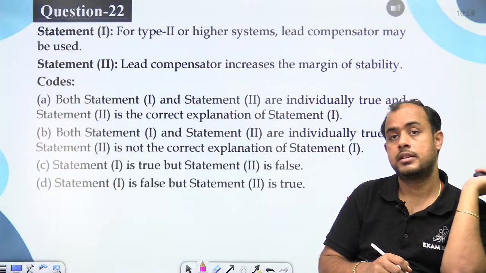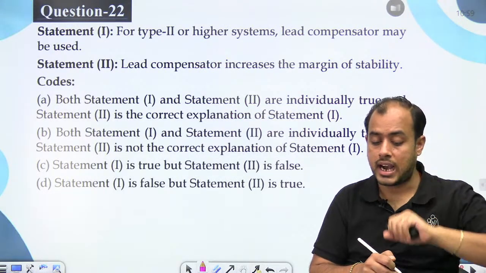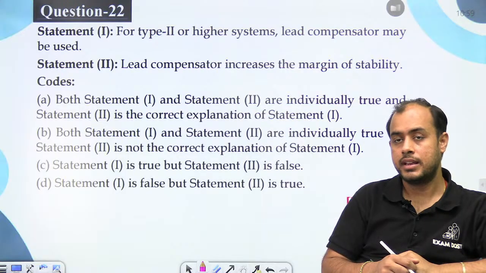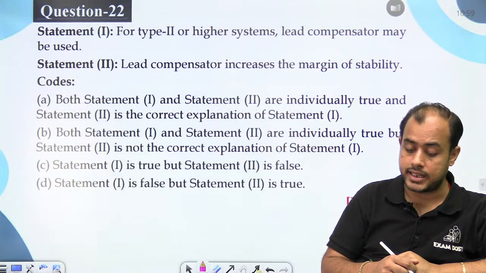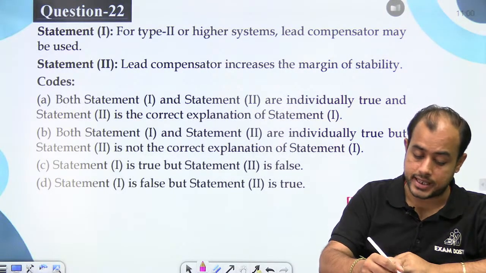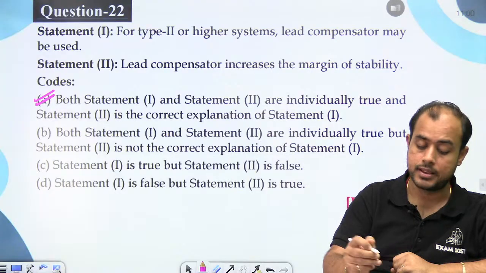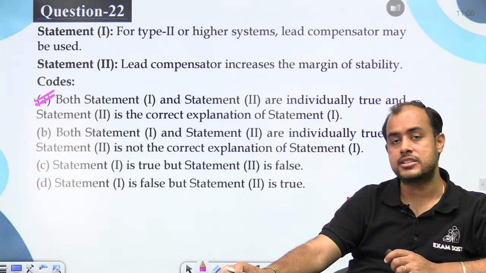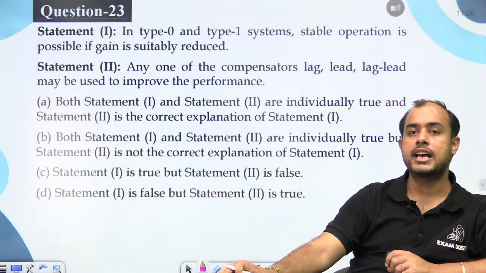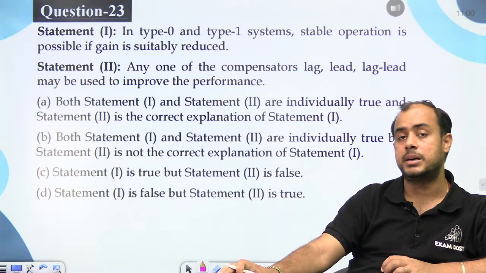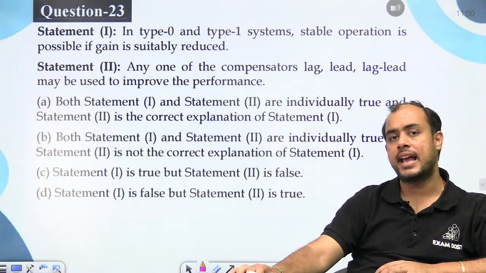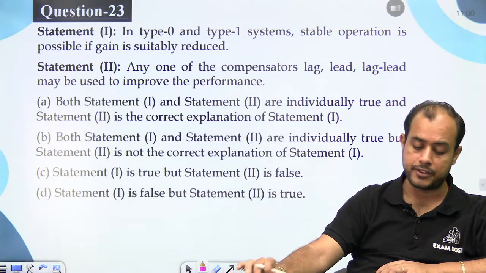C. For type 2 or higher system, lead compensator may be used. Lead compensator increases the margin of stability. Absolutely correct, because lead compensator increases the phase margin. In type 0 or type 1 system, stable operation is possible if gain is reduced. Any compensator, lead, lag, lag-lead, may be used to improve the performance.